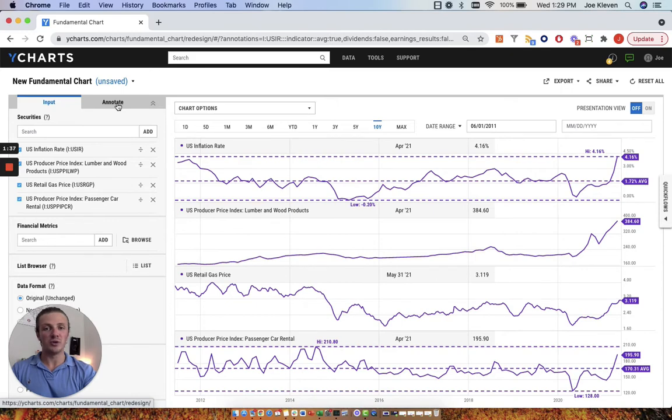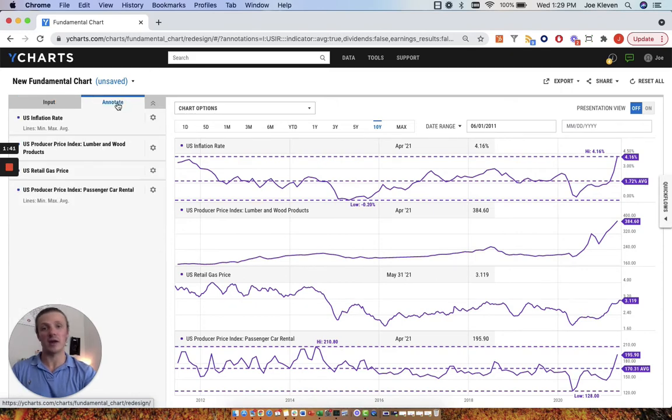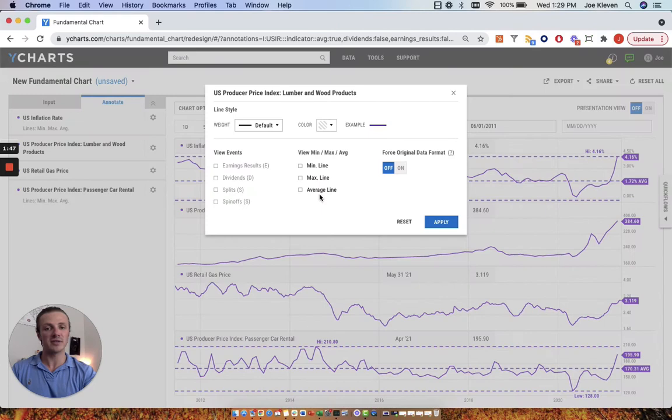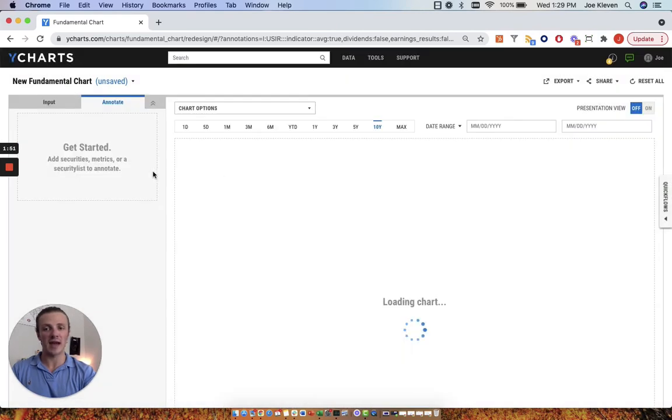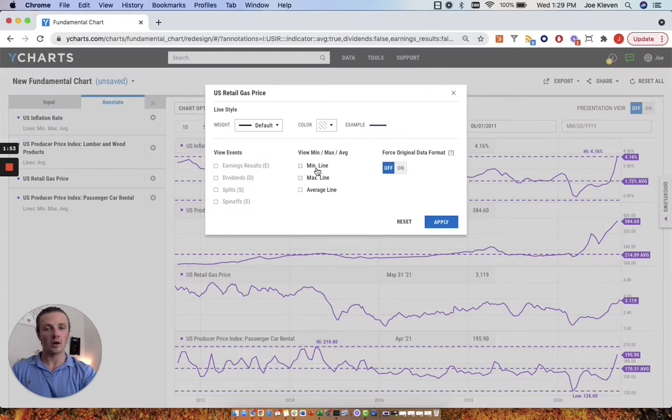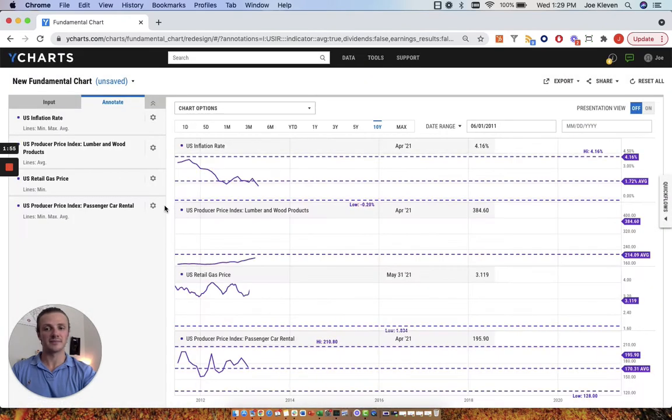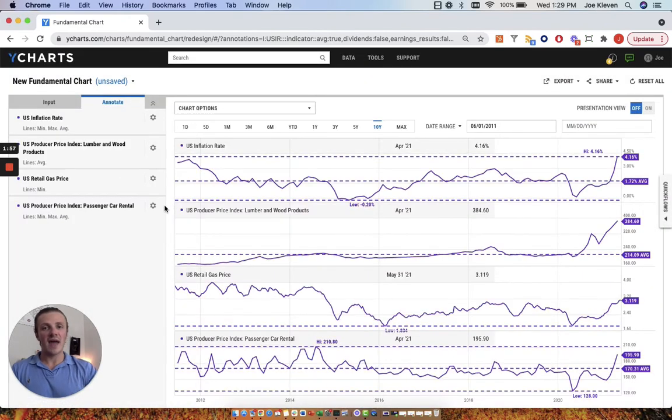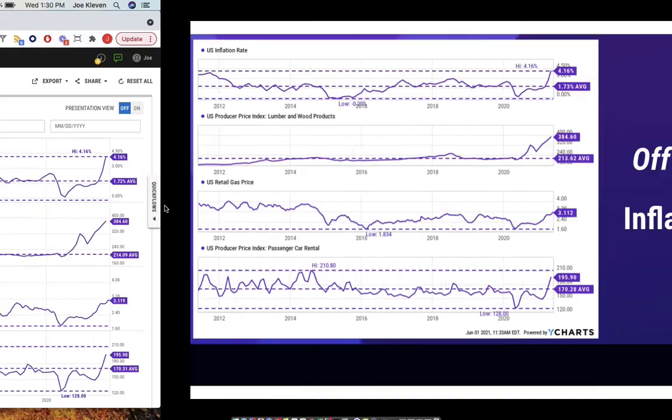If we want to illustrate any averages or minimums to depict whether or not things were at a low or whether or not things are at a relative high or a relative low, we can simply go to annotate, and next to the settings gear for the desired metric, click that average line or a min or max line. And that is how you can illustrate inflation and its effects using fundamental charts in YCharts in just a few clicks. Now back to the market wrap.